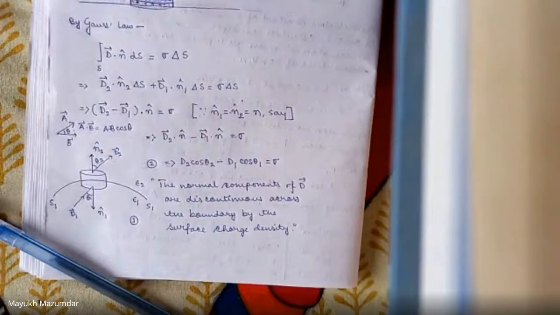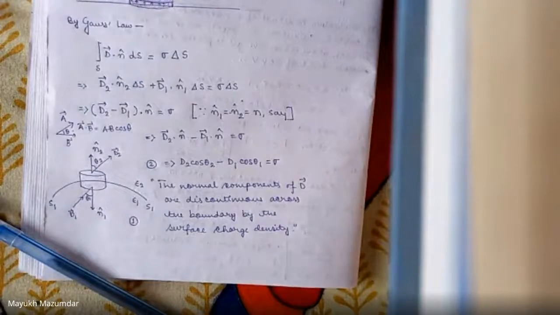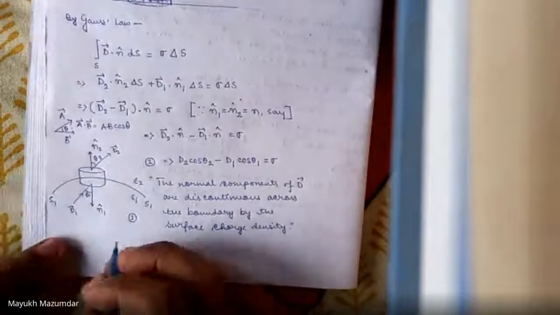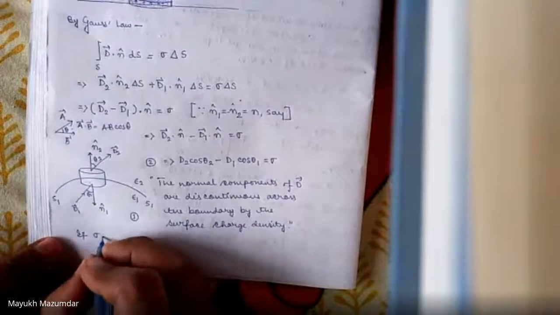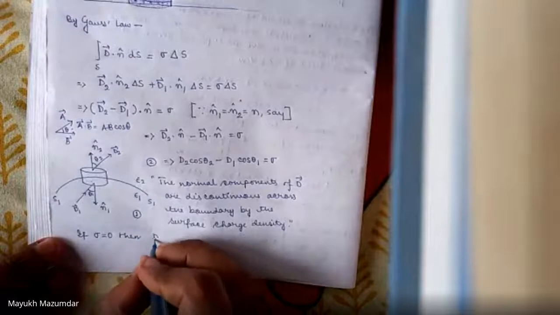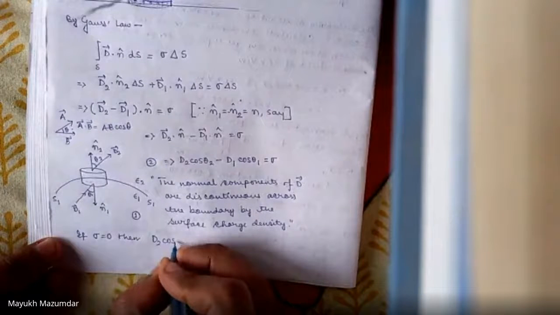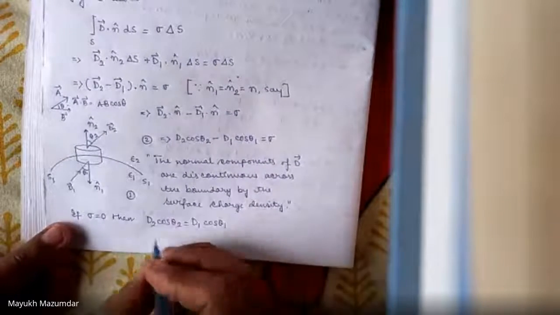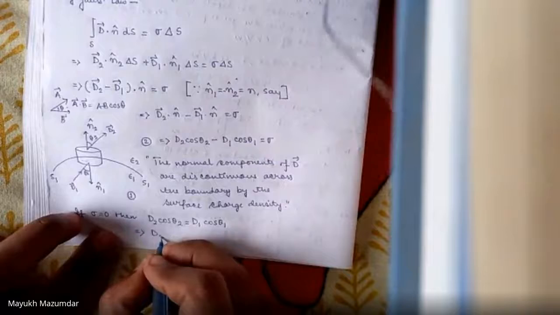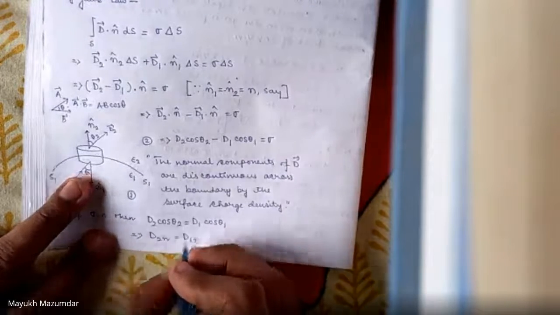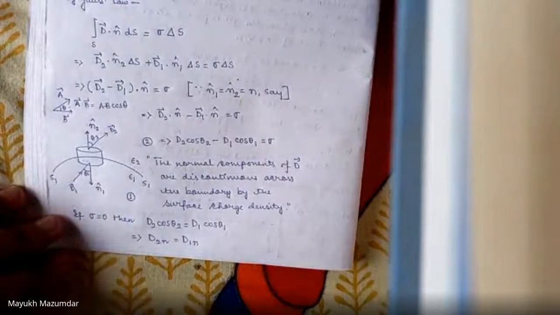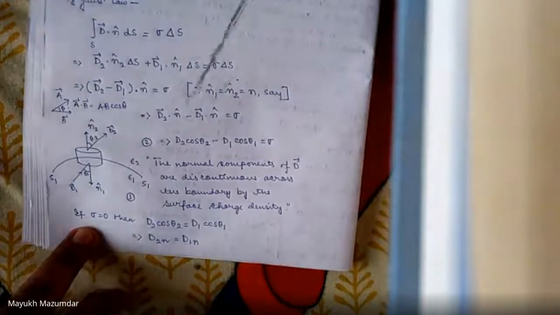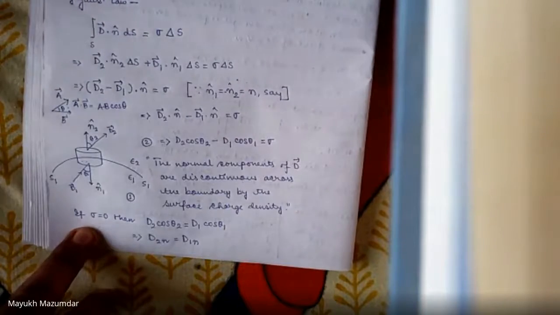So whenever we face a numerical problem, first we have to see whether there is some free surface charge density or not. If not, then simply if sigma is 0, then D2 cos theta 2 equals D1 cos theta 1. They are continuous. Sometimes it is written like this: D2n equals D1n, where n stands for the normal component. So that is how this change occurs across the boundary.